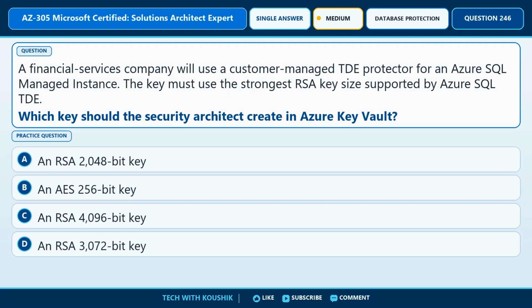The next item is question number 246. Consider this scenario. A financial services company will use a customer-managed TDE protector for an Azure SQL managed instance. The key must use the strongest RSA key size supported by Azure SQL TDE. Which key should the security architect create in Azure Key Vault? Review the options. Option A, an RSA 2048-bit key. Option B, an AES 256-bit key. Option C, an RSA 4096-bit key. Option D, an RSA 3072-bit key.